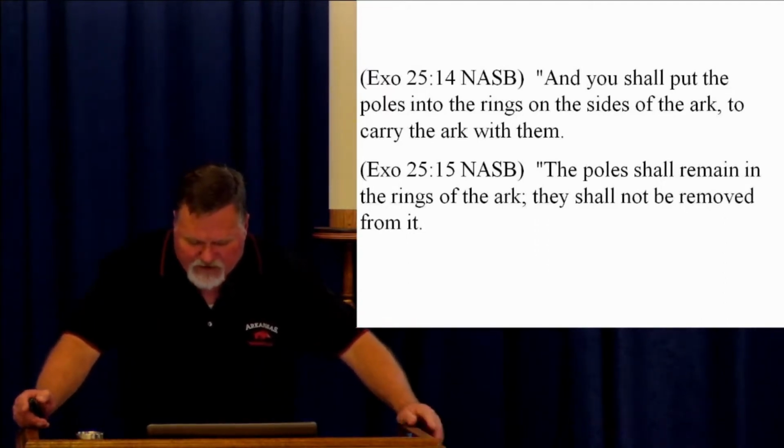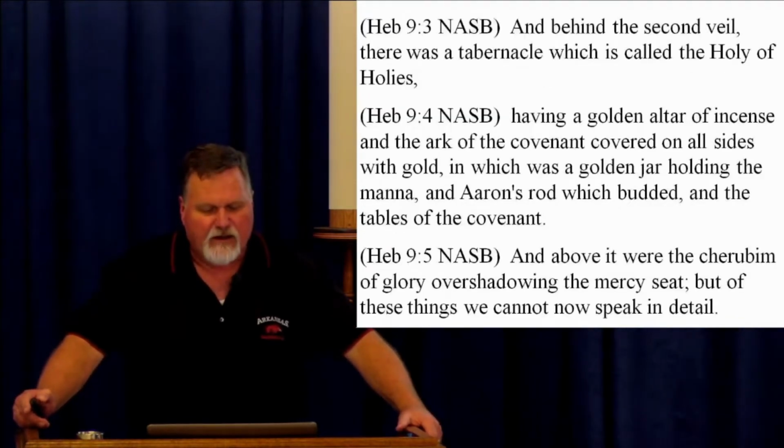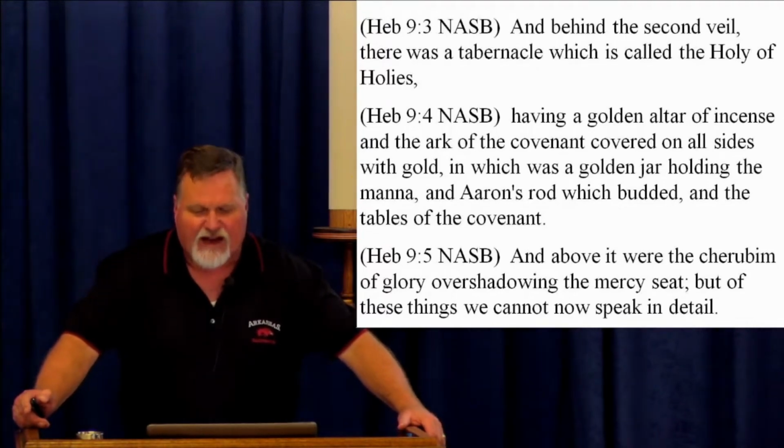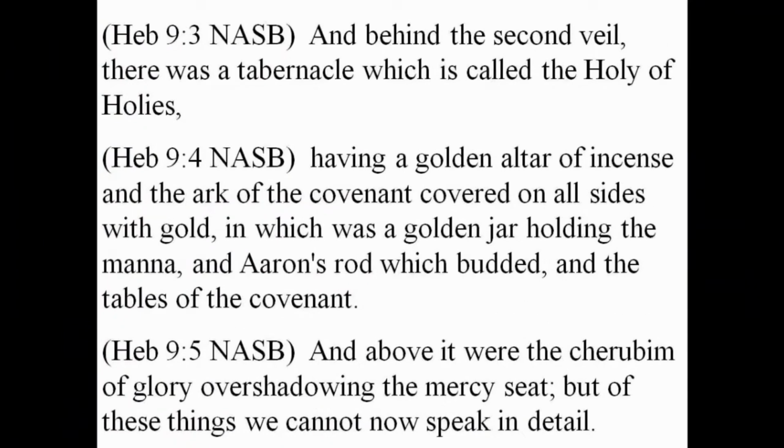Now, the book of Hebrews tells us the 2 tablets were in it, and that 2 other things were placed by the Ark of the Covenant. That's in Hebrews 9, verses 3 through 5. And behind the second veil, there was a tabernacle, which is called the Holy of Holies, having a golden altar of incense, and the Ark of the Covenant covered on all sides with gold. In which, and by the way, it could also be by which, was a golden jar holding the manna, Aaron's rod which budded, and the tablets of the covenant. And above it were the cherubim of glory overshadowing the mercy seat, but of these things we cannot now speak in detail.